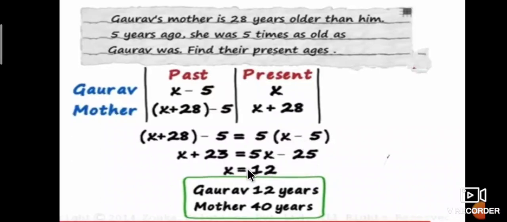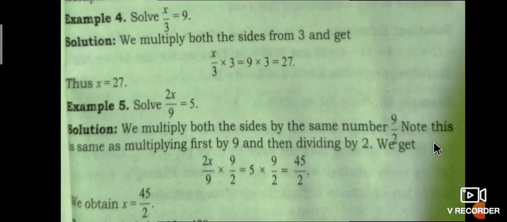Therefore, transferring x to this side, 5x becomes 4x. That is equal to plus 48. x is equal to 48 by 4. So x is equal to 12. Therefore, Kaurav's present age is 12 years, and his mother's present age is 40 years.